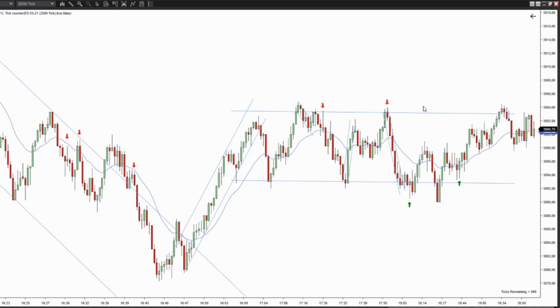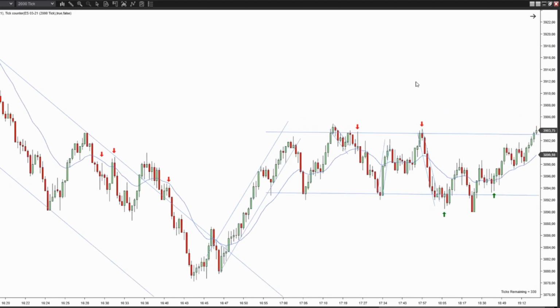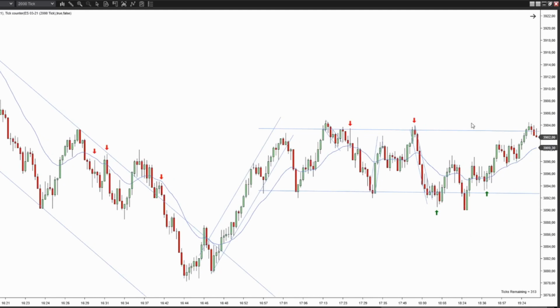So don't be too hard on yourself when you have a loser, because sometimes anything can happen. Just buy the lows, sell the highs. And if you take all these trades, you will be 70%, 80% winning.